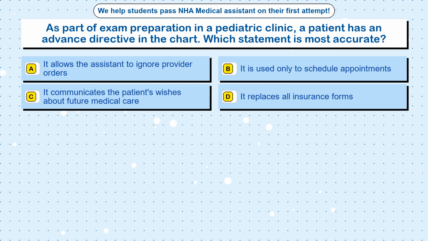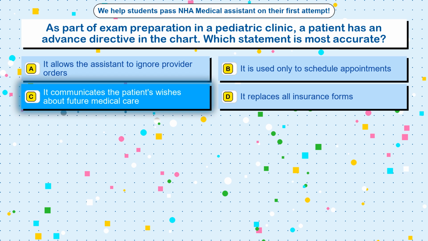Question 61. As part of exam preparation in a pediatric clinic, a patient has an advance directive in the chart. Which statement is most accurate? Option A. It allows the assistant to ignore provider orders. Option B. It is used only to schedule appointments. Option C. It communicates the patient's wishes about future medical care. Option D. It replaces all insurance forms. The correct answer is option C. It communicates the patient's wishes about future medical care.